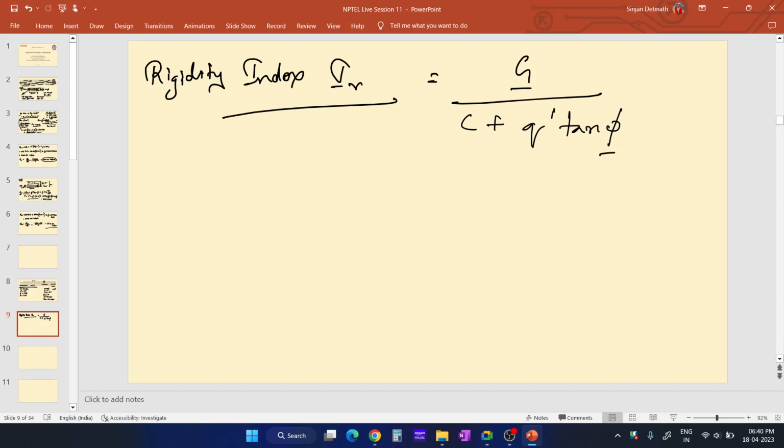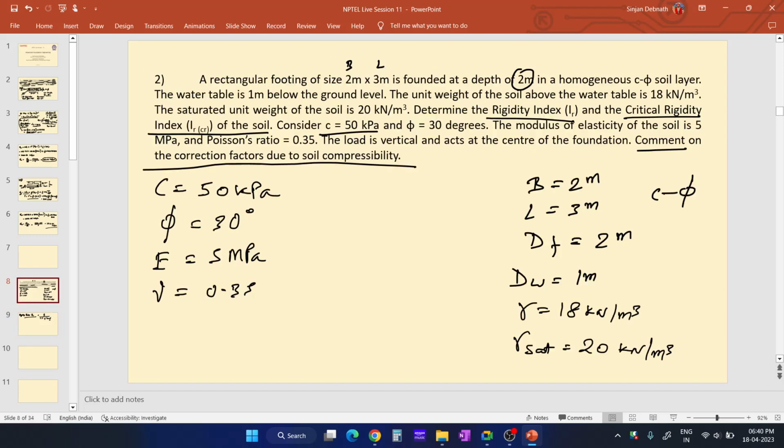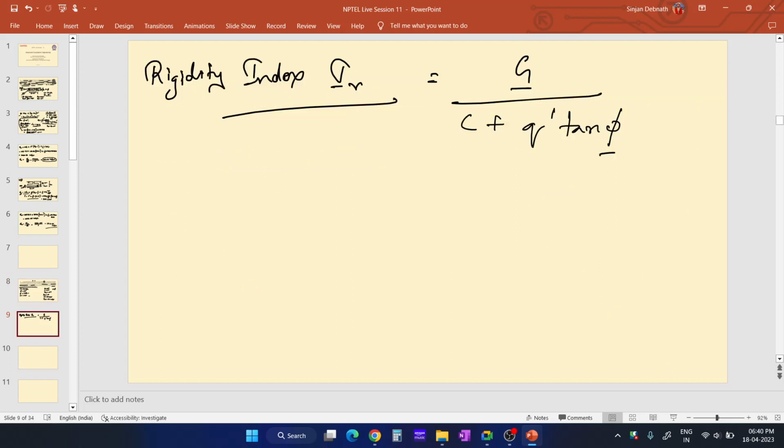Okay, so how will we find out the shear modulus of soil? We know Young's modulus and Poisson's ratio. Using that, we can use the relationship between Young's modulus, Poisson's ratio, and shear modulus to find out the shear modulus of soil. So let us do that first. Let us determine the G value. G is equal to E by 2 into 1 plus nu, the Poisson's ratio.